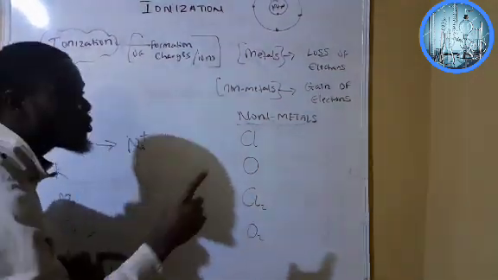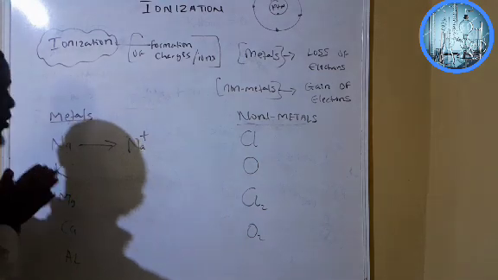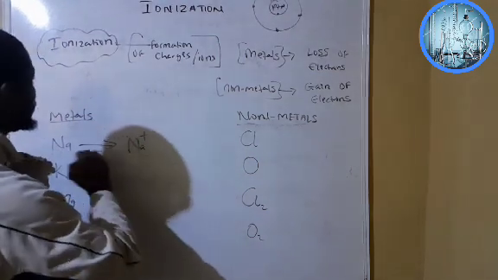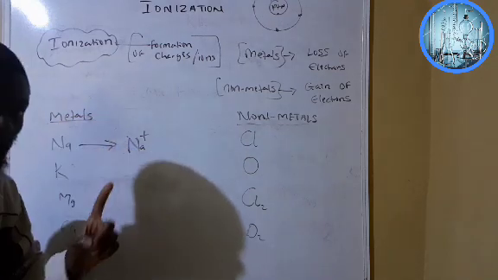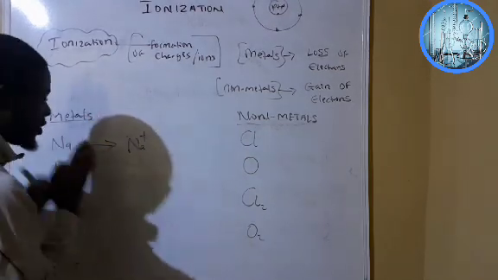When you lose one electron, it becomes positively charged. So that's the process of ionization for metals: they lose electrons. In the case of sodium, it is going to lose one electron. But how are you going to show that? This is what we're looking at now.